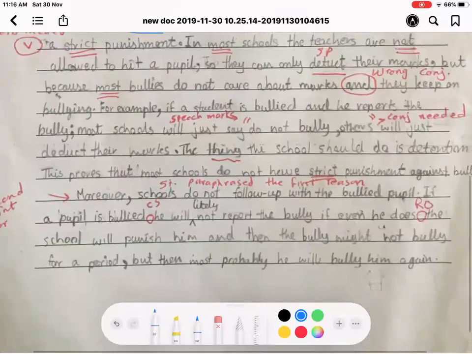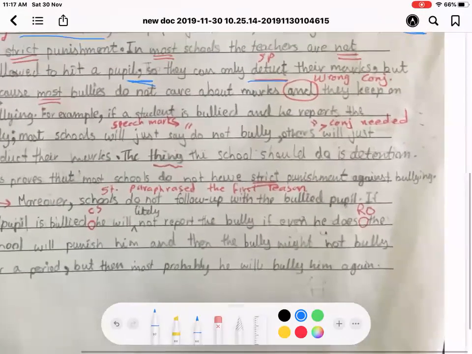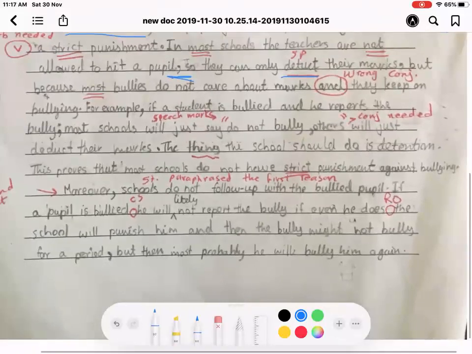Next sentence: "In most schools, the teachers are not allowed to hit a pupil." So, very good punctuation with the FANBOYS comma here. "They can only deduct", I don't think this is a spelling mistake here. It should be "deduct their marks". "But because most bullies do not care about marks and they keep on bullying." And here is a wrong conjunction. He should have put "but", because there is contradiction in the meaning.